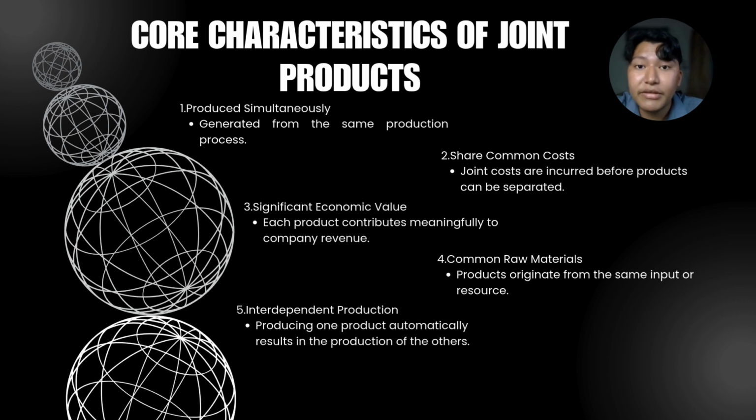And the fifth characteristic is interdependent production. This means that the production of one joint product automatically results in the production of the other joint products. A company cannot usually produce one of the products without producing the others as well.